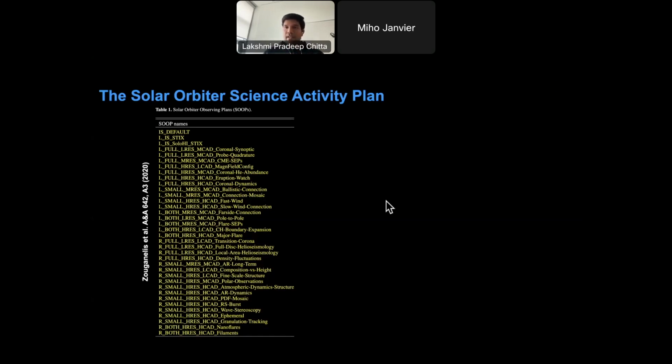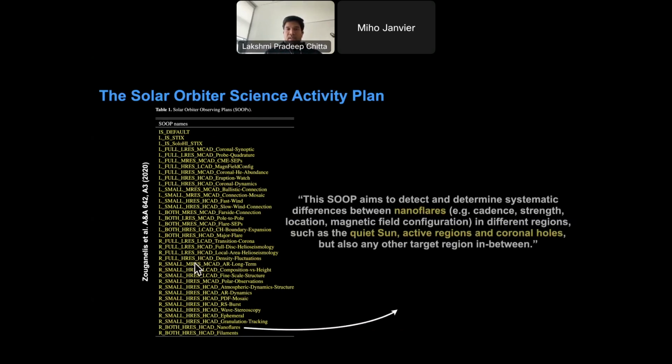So here I am just listing a number of these so-called SOOPs that were presented in a paper that was published in 2020. What these SOOPs do, these are basically blueprints of a set of observations that we would like to perform. And then with those blueprints, we can design a particular observation and start recording the data. Now let us take a look at one of these SOOPs. So I'm going to highlight this SOOP called the nanoflare SOOP. So the specific aim of the SOOP is to detect and differentiate between nanoflares.